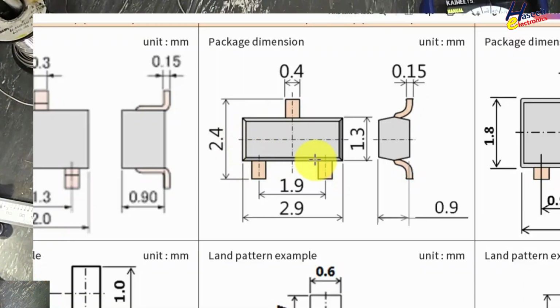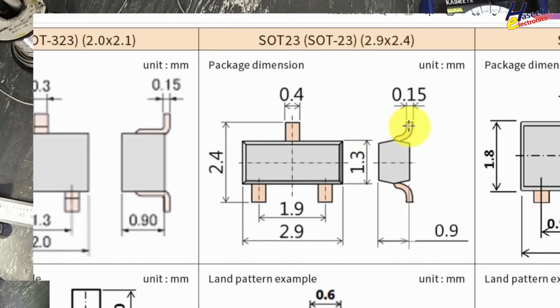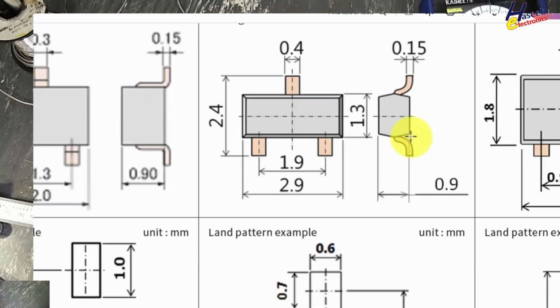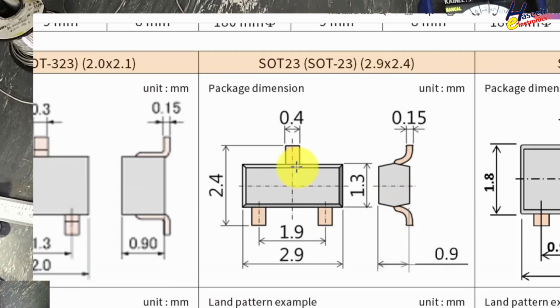SOT23. Plastic body length 2.9, plastic body width 1.3, lead end to lead end 2.4, this lead center point to this lead center point 1.9, and if we draw a line from the center line, 0.95 to this side, 0.95 to this side, this lead thickness 0.15, lead width 0.4 millimeter. If all these parameters are matching with this component, then the package is SOT23.